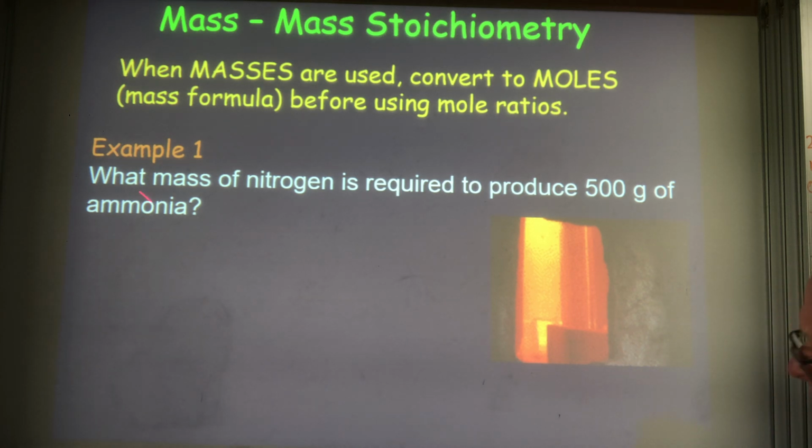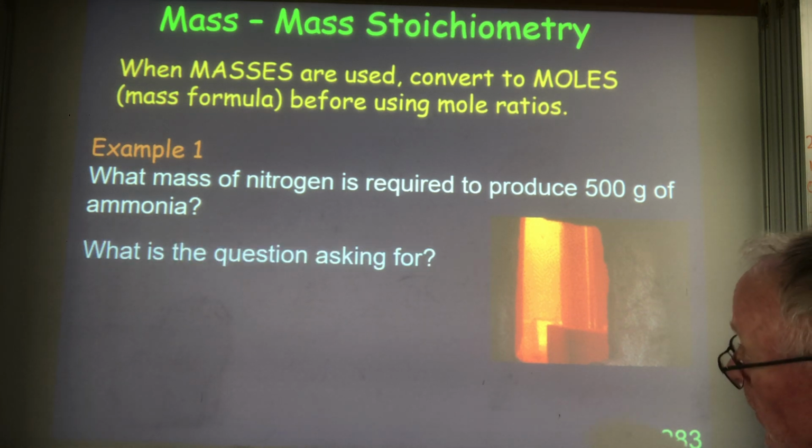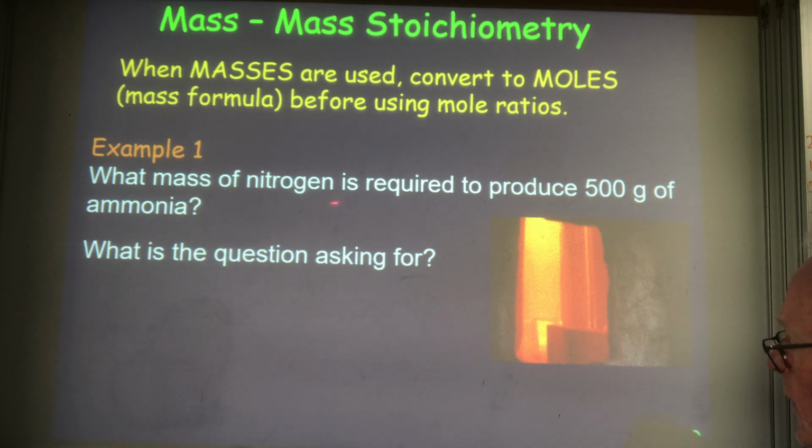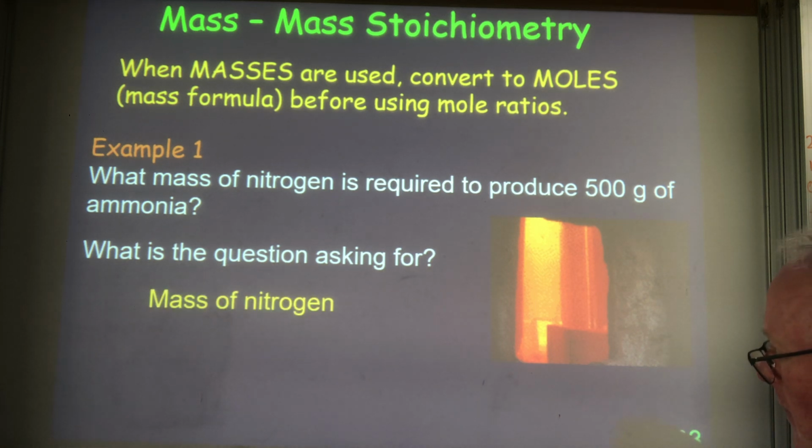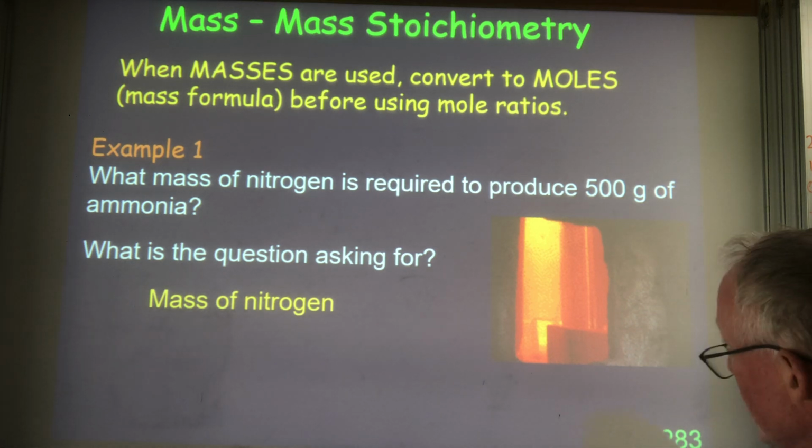Now this is a very simple example. They do get a little bit more complicated than that, I'm afraid to say, which is why I think it's always wise just to start off with the basics. What is this problem asking us to find? Now in this question, it's the first 4 words. What is the mass of nitrogen? But it won't always be as obvious.